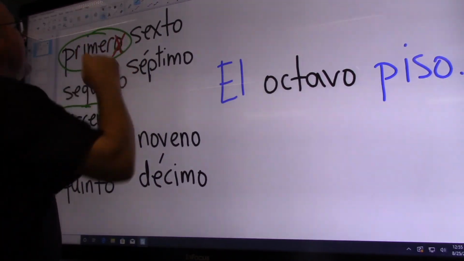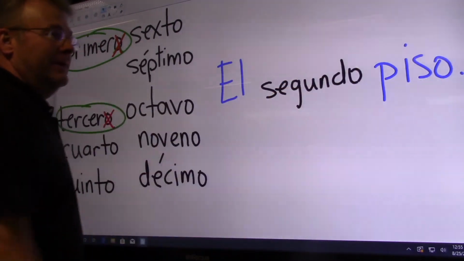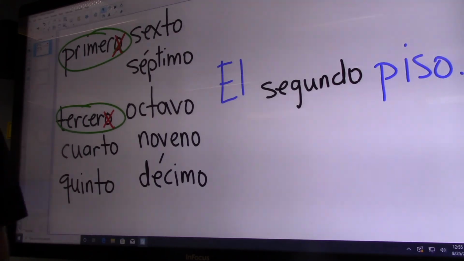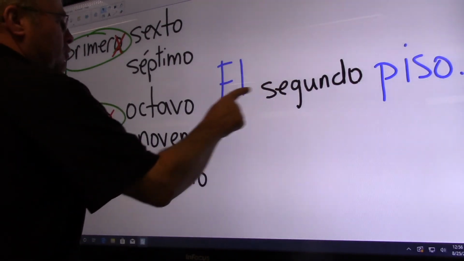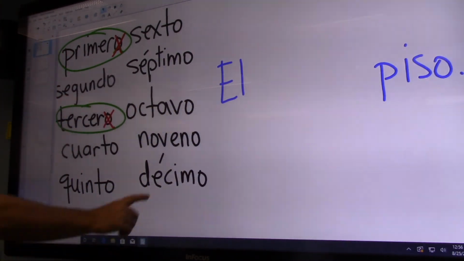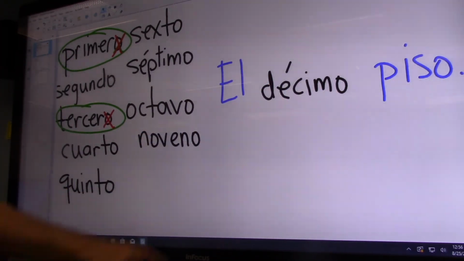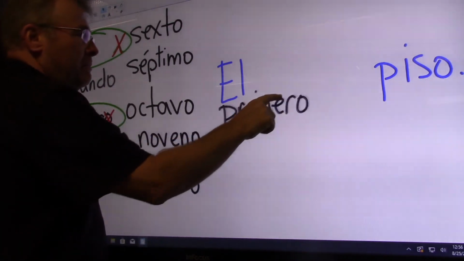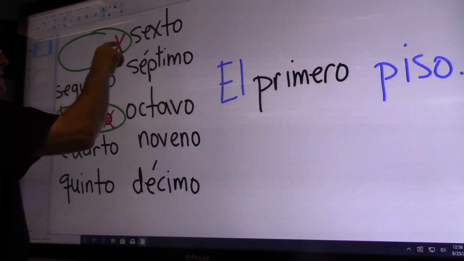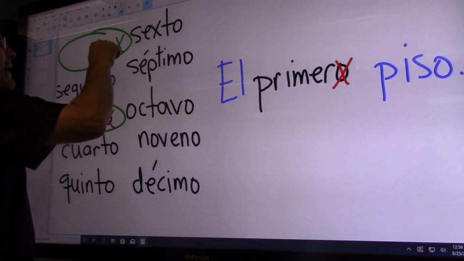What if I wanted to say the second floor? The second floor. El segundo piso. Let me just check and make sure our angles are good. Are we good? Can everybody see that? Yeah. El segundo piso. What if I wanted to say the 10th floor? El décimo piso. El décimo piso. But if I wanted to say the first floor, because that O comes before a singular masculine noun, I got to drop the O.